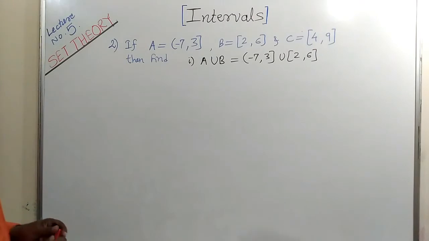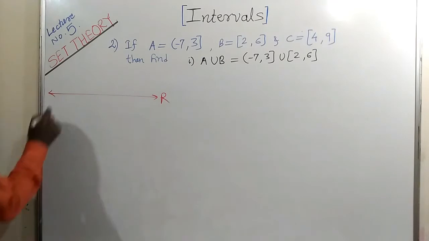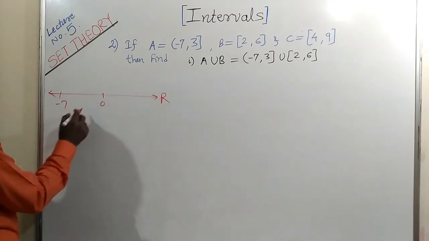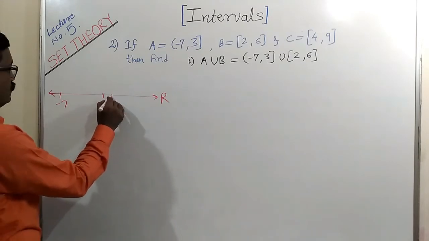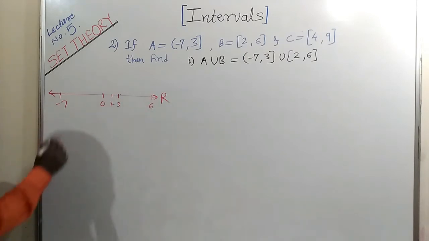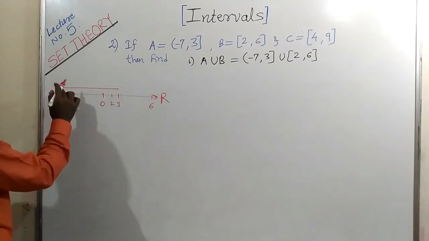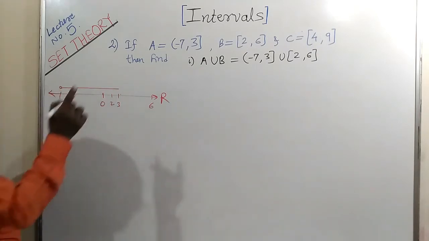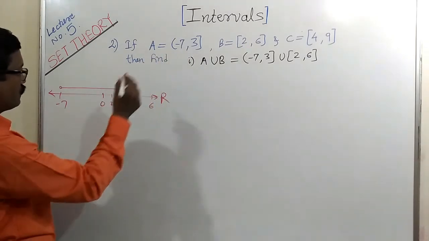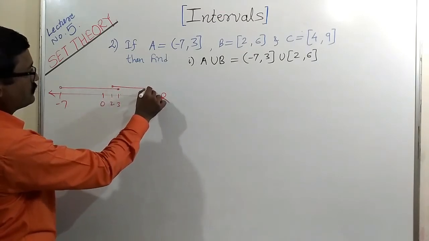If you draw a simple figure here, suppose this is the real number line. Suppose 0 is here, minus 7 is here, then 2, 3, and suppose 6. Here minus 7 to 3 is the interval given. Minus 7 open means hollow, close 3 means solid. Second, close 2 to close 6.